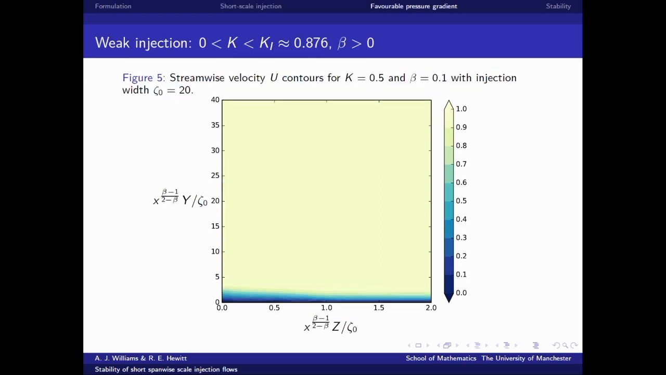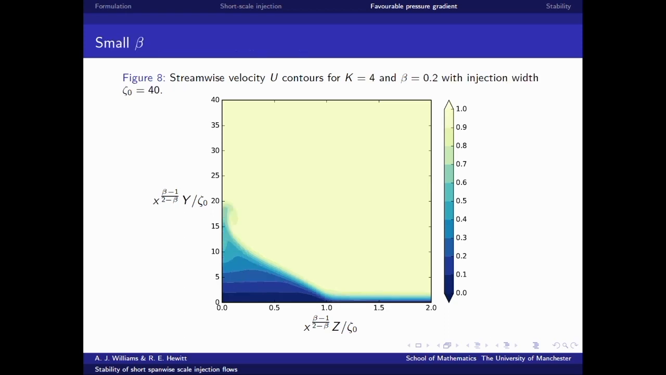When you introduce pressure gradient now, what you find is that the delineation between these regimes sort of breaks down. Like the weak injection regime, there's not really much difference. But for the moderate injection and the strong injection regime, you see that the extent of the low-speed streak is really reduced. You still have a streak formed, but it's much more contained within the injection region.